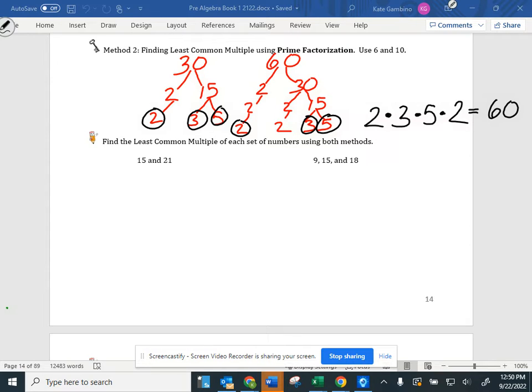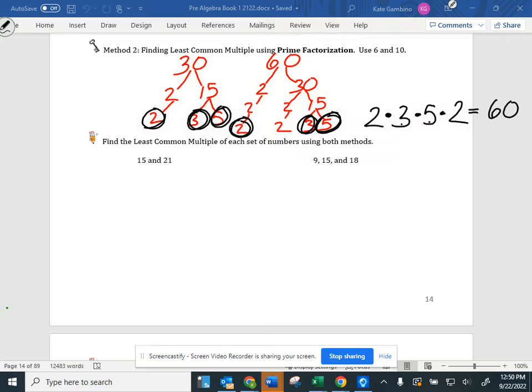So every time you circle the factors they share, you write it one time. Circle the factor they share, write it one time. Circle the factor they share, write it one time. Then go back and look to see what is not circled. Every time there's a not circled, you write it. Then you multiply them together.